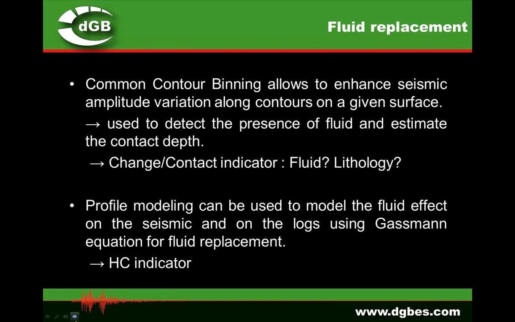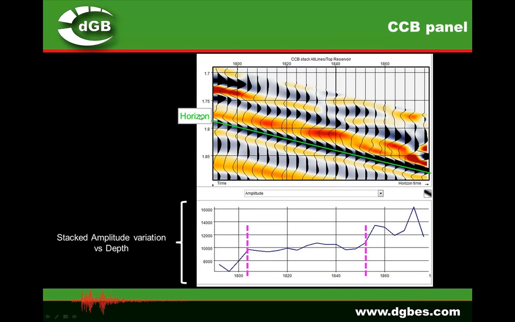Okay. So that's the common contour binning panel. Here it's extracting along a surface, and the amplitude is stacked along depth contours. Here you see the stacked amplitude variation with depth. It allows you to see contacts, here and here. And now we're going to see how this compares with what we see using SynRock.